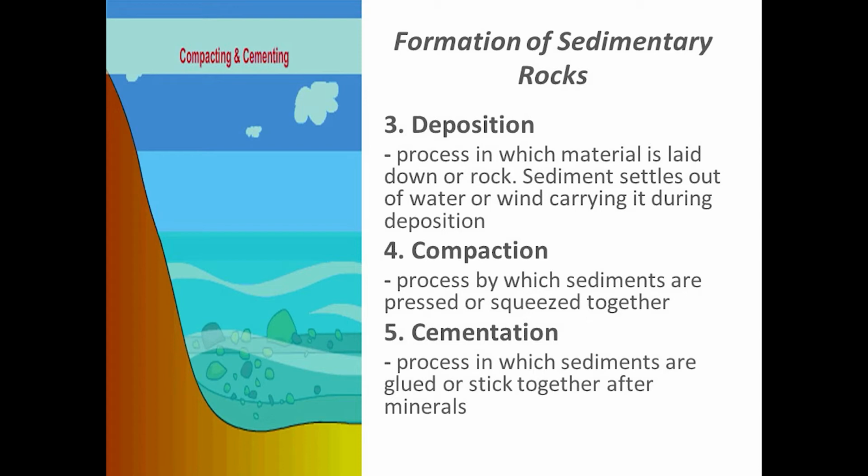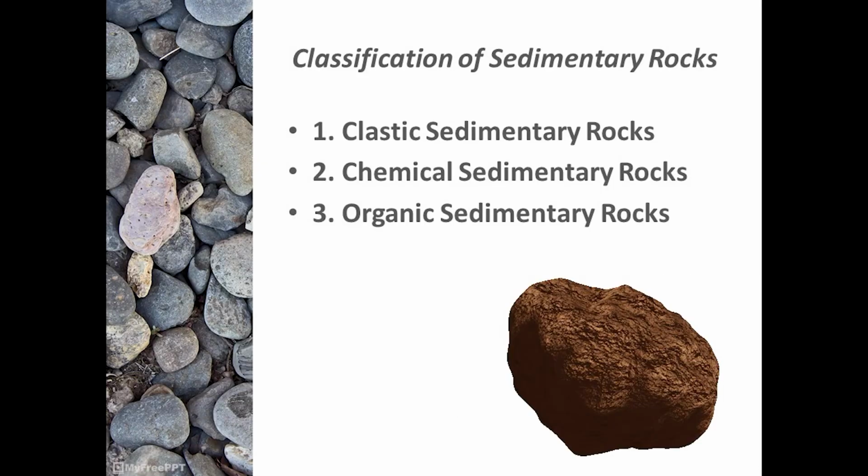Next is compaction. Compaction is the process by which sediments are pressed or squeezed together. Last, cementation. It is the process in which sediments are glued or stuck together by minerals. We also have classification of sedimentary rocks. There are 3 types of sedimentary rocks. These are the following. We have clastic sedimentary rocks, chemical sedimentary rocks, and organic sedimentary rocks.